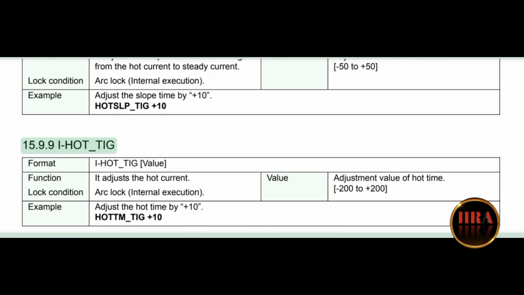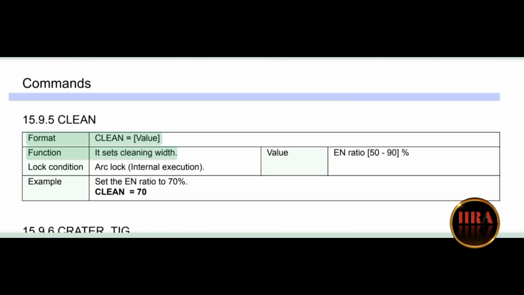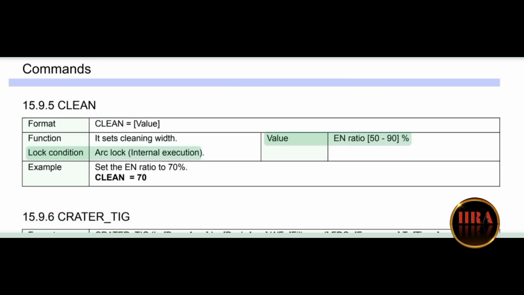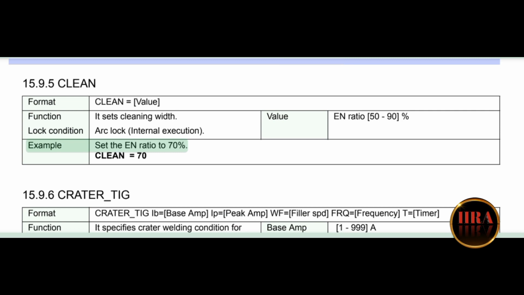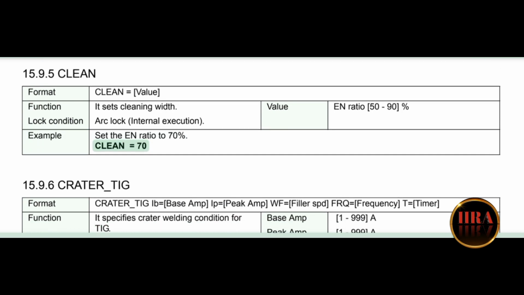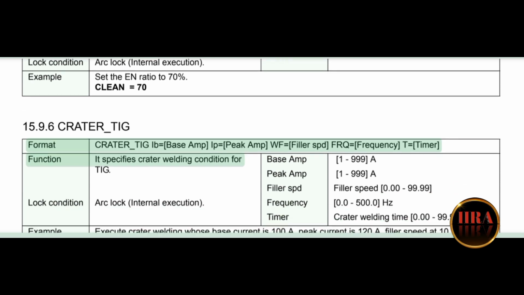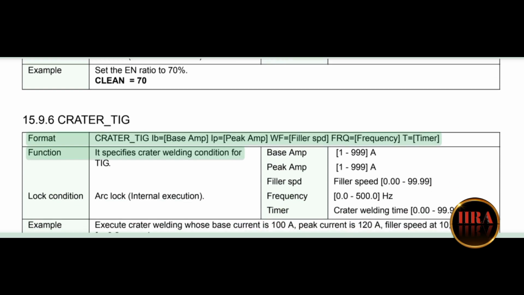15.9.9 IHOT_TIG. Format: clean equals value. Function: it sets the cleaning width. Value: N ratio, 50 to 90%. Lock condition: arc lock, internal execution. Example: set the N ratio to 70%. Clean equals 70.